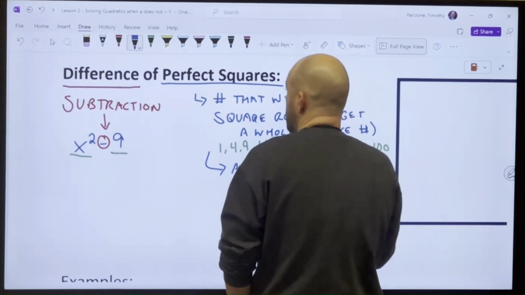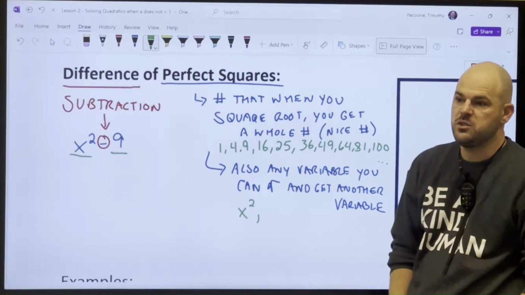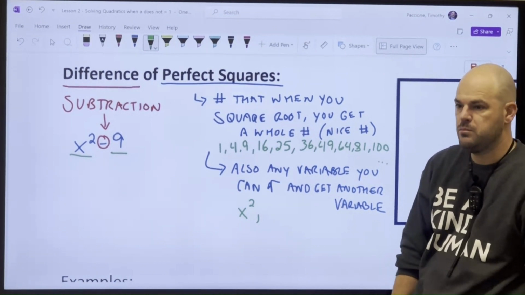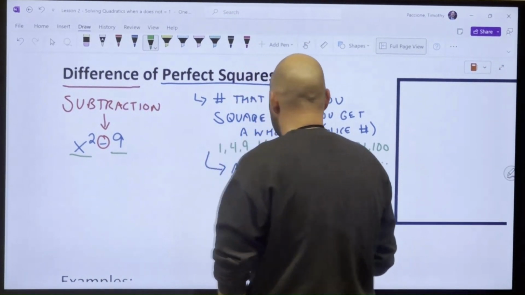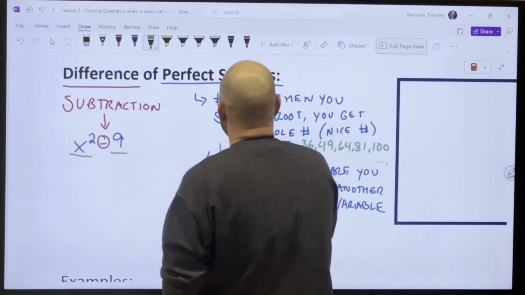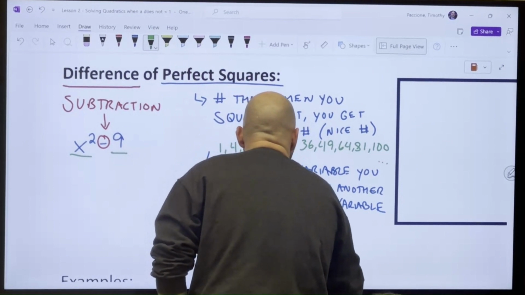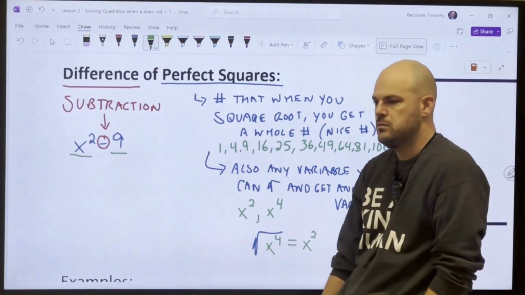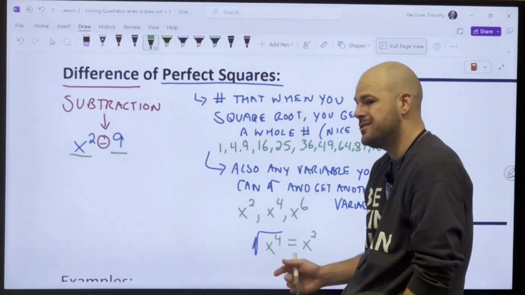Okay, so x squared is an example. Y squared, z squared. But what about more exponents? Any higher exponents we could square root and get something? Power 4. Yeah, you could square root x to the 4th, right? X to the 4th square rooted would be x squared, because x squared times x squared is x to the 4th. X to the 6th would be x to the 3rd times x to the 3rd, right? So those are perfect squares, even though you might not think of them.